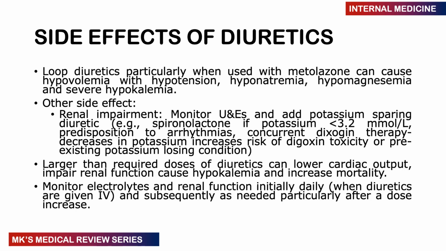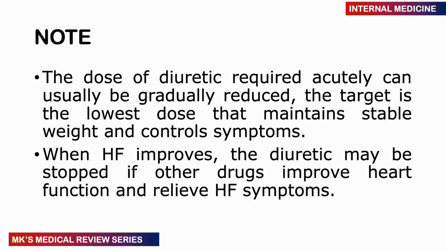So you monitor your electrolytes, you monitor your renal function initially each and every day, especially if you're using IV formulations, and then you can monitor them as you adjust the doses. So remember that the dose of the diuretic acutely can be gradually reduced, and you want to put it at a target where you have the lowest dose that's going to keep your patient stable, the weight of the patient stable, and the symptoms being controlled. So when the heart failure actually improves with time, to some extent, then we can stop the diuretics if you are on these other drugs that can actually help maintain the heart function, and they'll help relieve the symptoms.